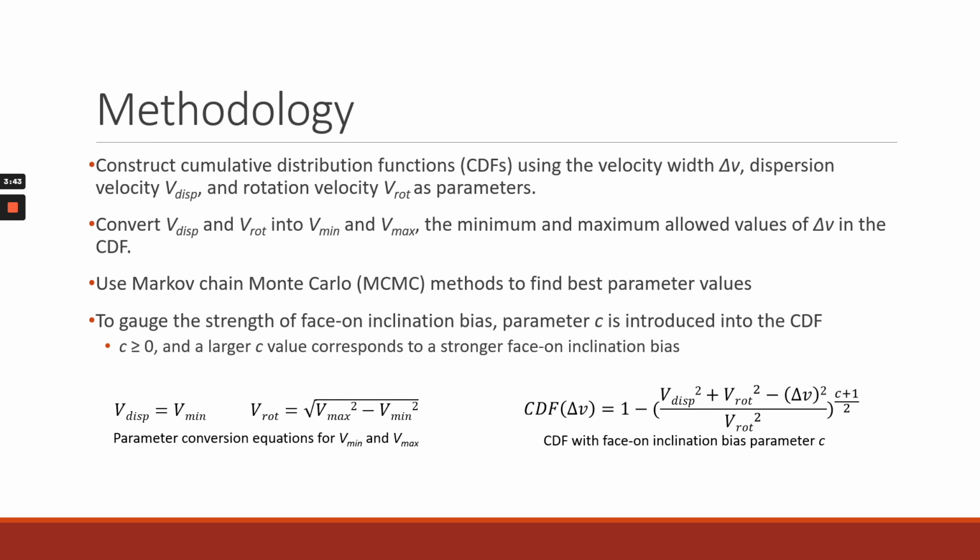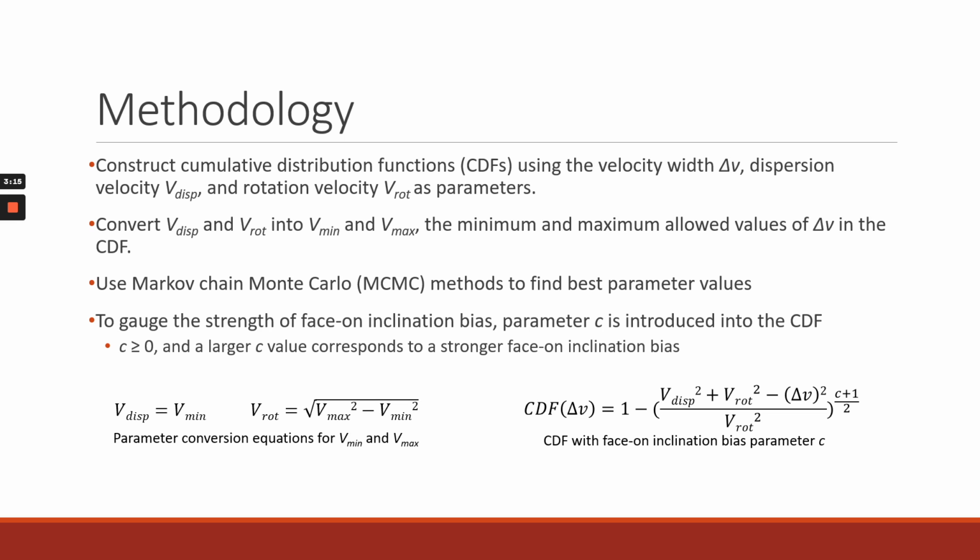My main method of analysis was creating cumulative distribution functions, or CDFs, using the velocity width, dispersion velocity, and rotational velocity as parameters. To simplify the analysis, I changed the dispersion and rotation velocities into the Vmin and Vmax parameters using the two equations in the bottom left, where Vmin and Vmax are the minimum and maximum allowed values of the velocity width in the CDF.